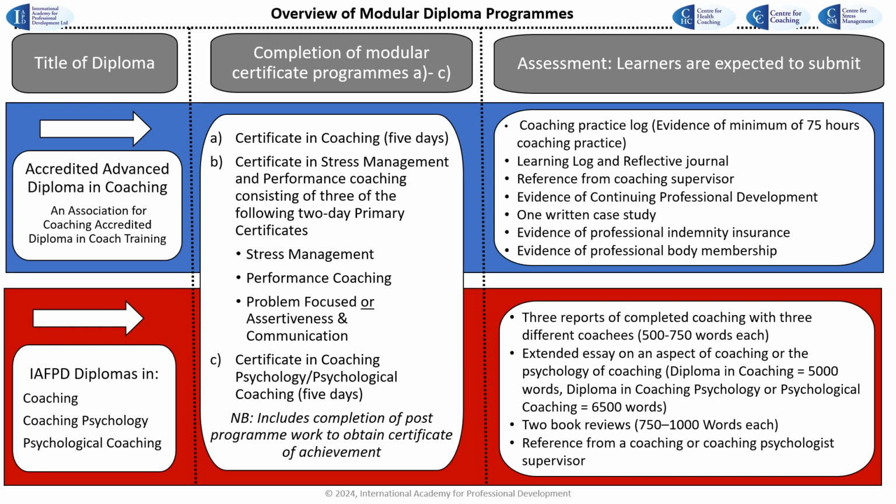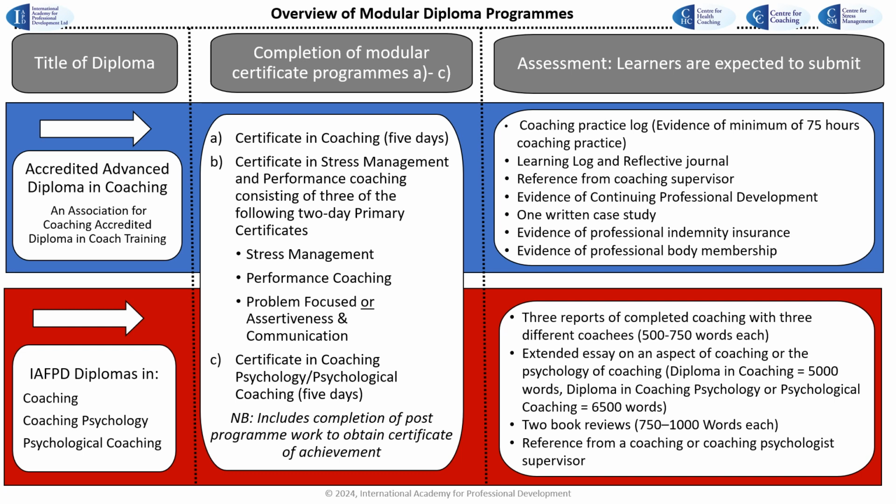Now, where these diplomas differ relates to assessment and what learners are expected to submit. The Accredited Advanced Diploma in Coaching, with the blue background, requires the following: coaching practice log, with evidence of a minimum of 75 hours of coaching practice, a learning log and reflective journal, reference from a coaching supervisor, evidence of continuing professional development, 1 written case study, and evidence of professional indemnity insurance and evidence of professional body membership.